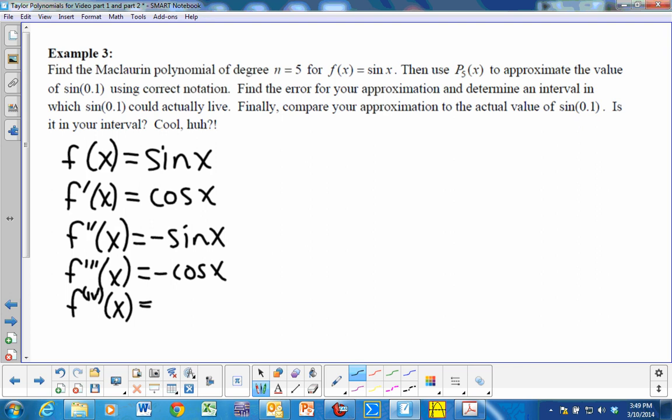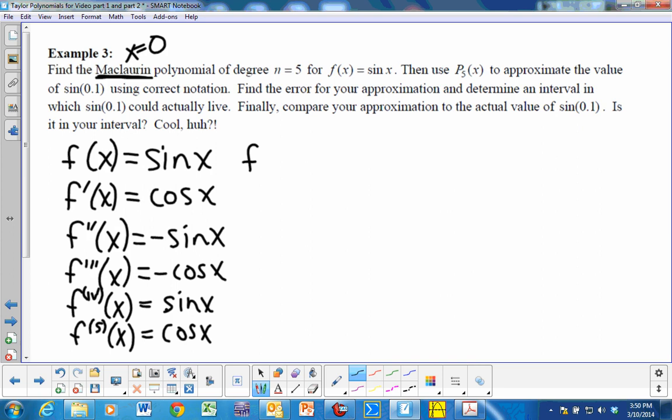So I take the derivative again. The derivative of cosine is minus sine. I already have the negative there. And then fifth degree, so you can use a regular 5 also. You'll see it both ways. One more time, derivative is cosine. So that's going to be all the things I need in my formula, except I need them all evaluated at 0. Maclaurin polynomial tells me x equals 0.